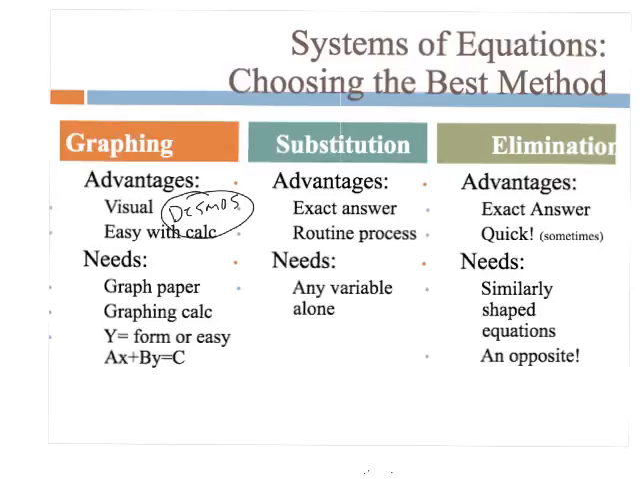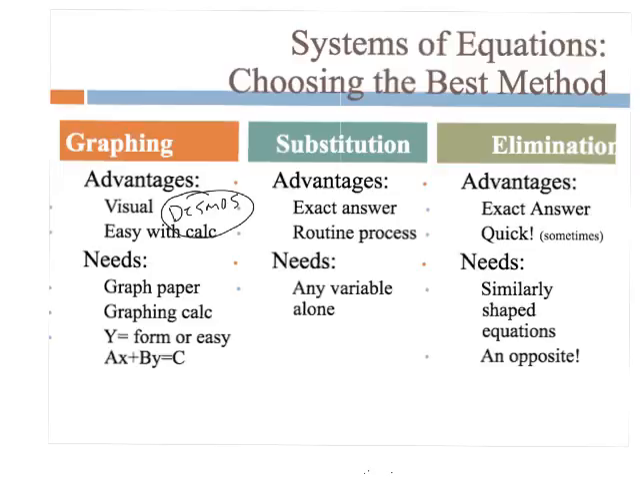So, substitution method, one of the reasons substitution method is good is it allows you to find an exact answer to a problem that is messy to graph. For instance, if the intersection happened to fall on some ugly decimal places or fractions or something like that, the substitution method would still allow you to figure out what the exact answer is, so that's good.